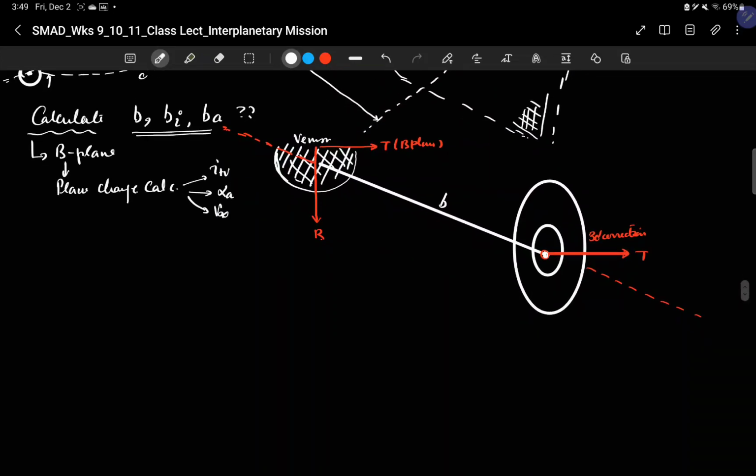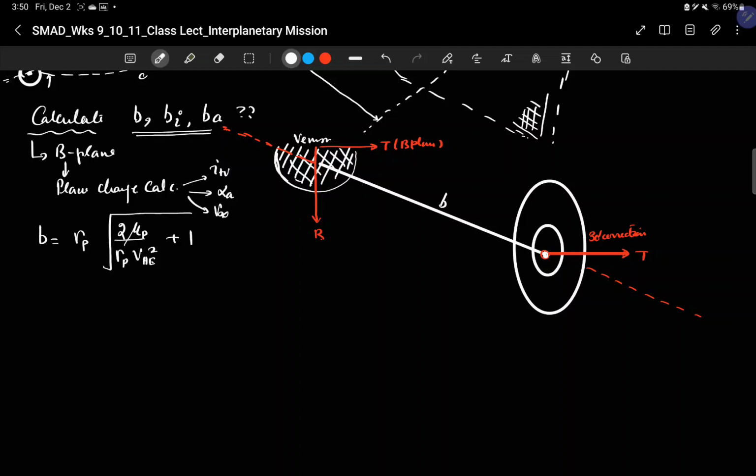You can always use the handouts for the hyperbolic orbit. Any B is determined directly from a relation, which is RP into the square root of 2 mu of the planet, whatever planet it is, RP into VHE square plus 1. That's your relation for the hyperbolic orbit. We already derived this relation.